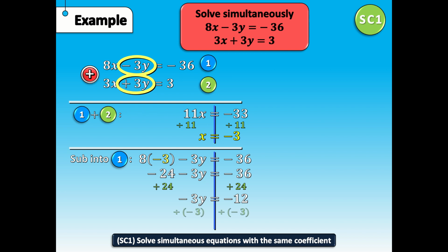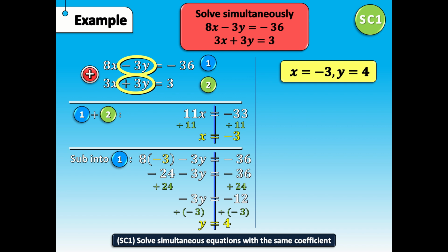And then I can divide both sides by minus 3. So when we do minus 12 divided by minus 3, when you divide two negatives, they make a positive. So my answer is y equals 4. So that means my two solutions are x equals minus 3 and y equals positive 4.